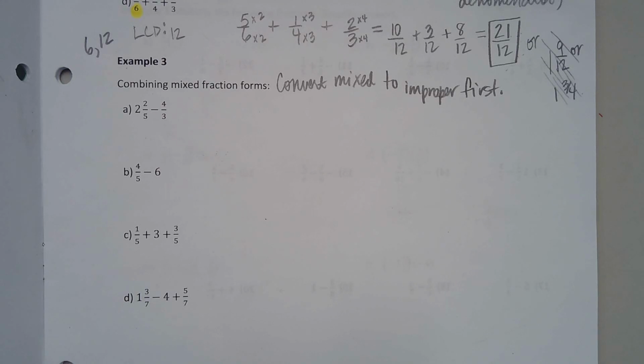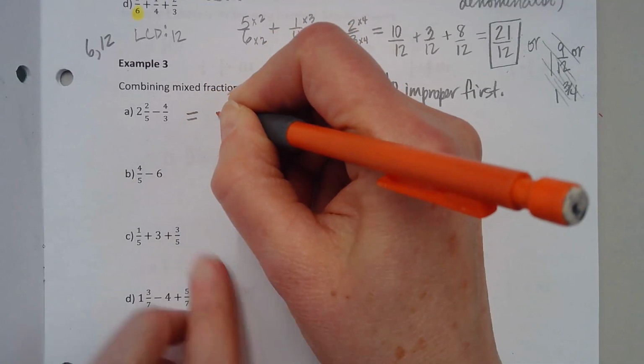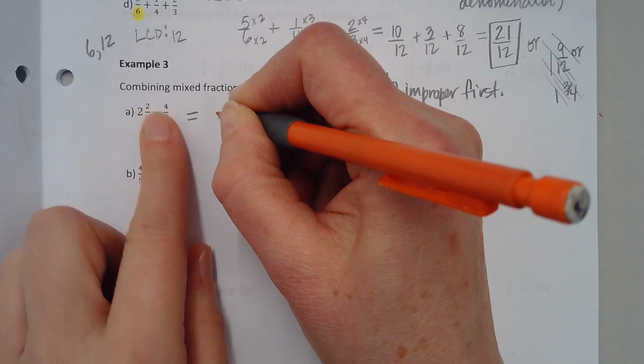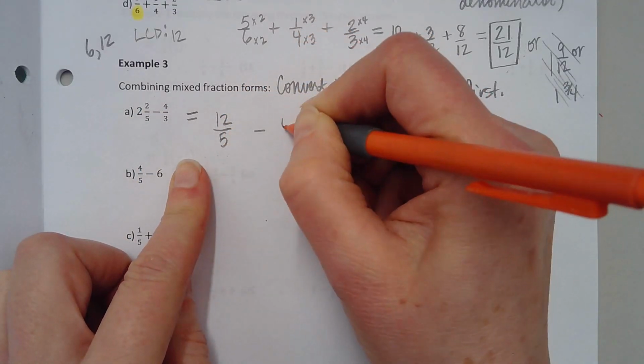So, okay, so I have 2 2/5 minus 4/3. I see I have a mixed fraction. What else do you see? Do you notice about these? Different denominators. So we're going to have to do a bit of work here. So first let's convert, so I've got 2 times 5 plus 2, that'll be 12/5. Subtract 4/3.